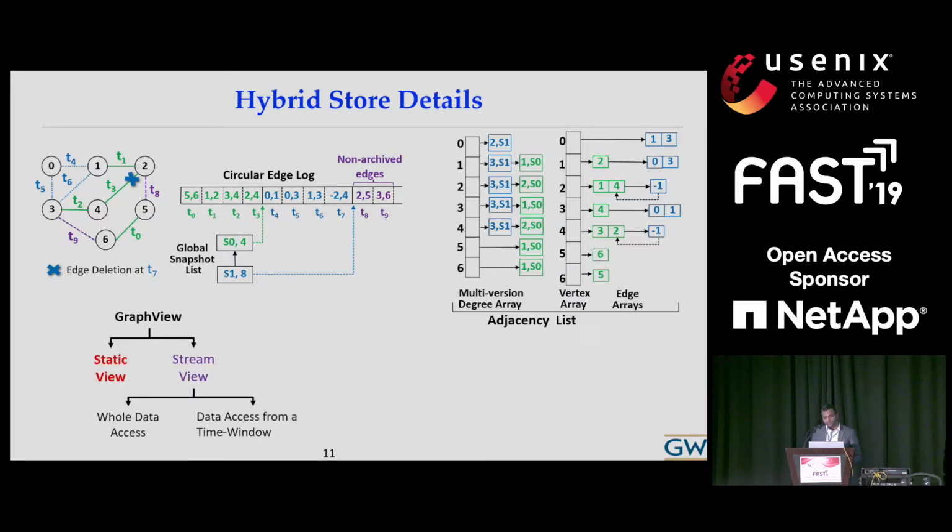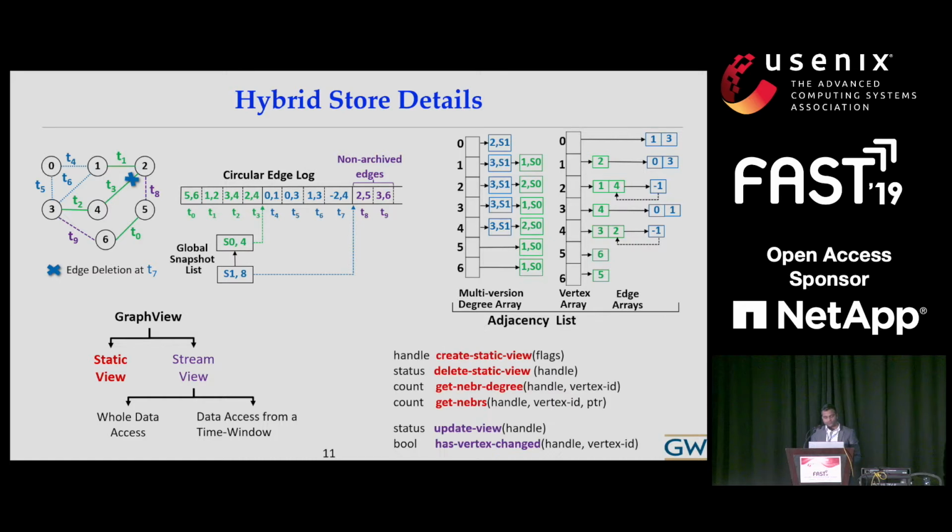So overall, we will be able to support a number of views. Let's first discuss the static view. The static view is used for batch analytics. You want to create a snapshot now, which can easily be created because a snapshot exists, which is slightly older, and new edges, the non-archived edges. So you just copy the non-archived edges and the latest degree array, and you have a snapshot very much ready, right?